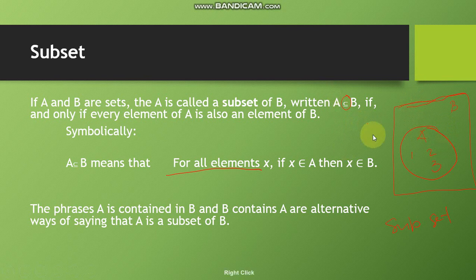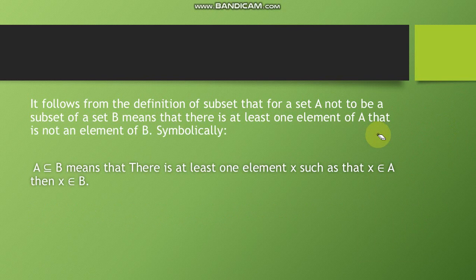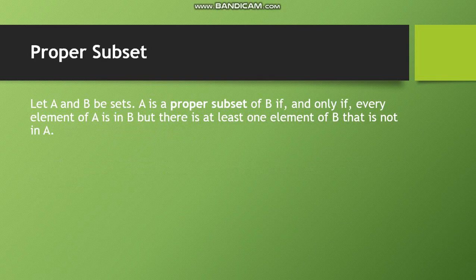Next, it follows from the definition of subset that for a set A not to be a subset of set B, there is at least one element of A that is not an element of B. A is a subset of B means that for every x, if x is an element of A, then x is an element of B. Basically, it still talks about my earlier representation.